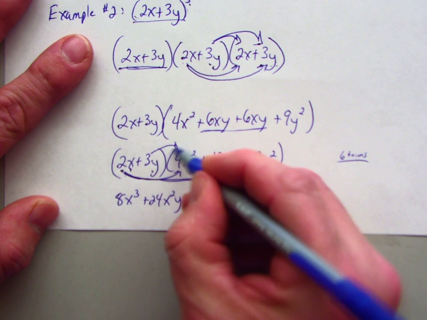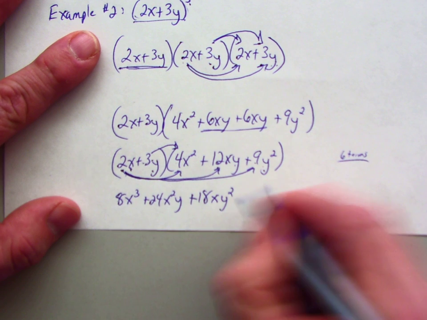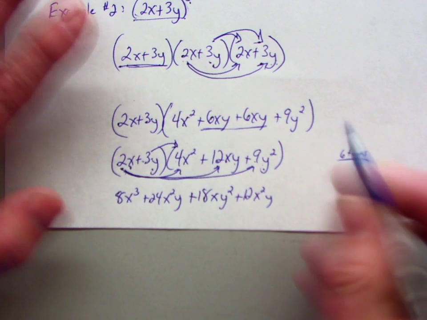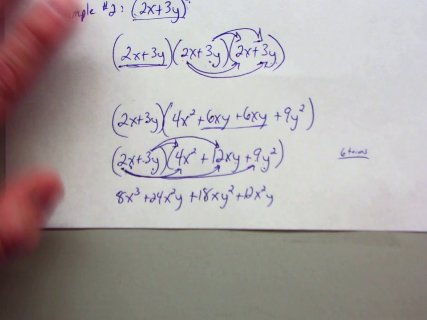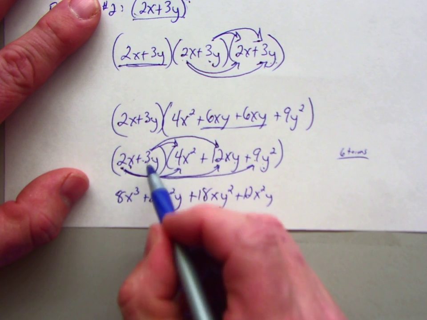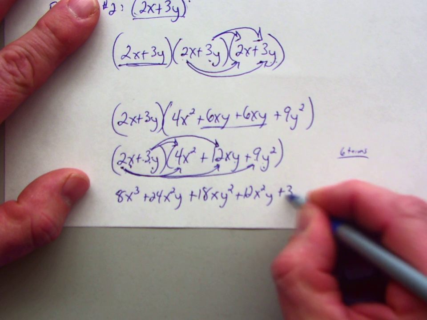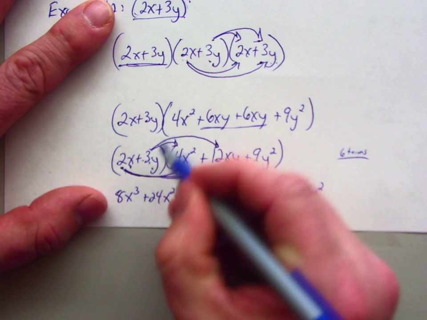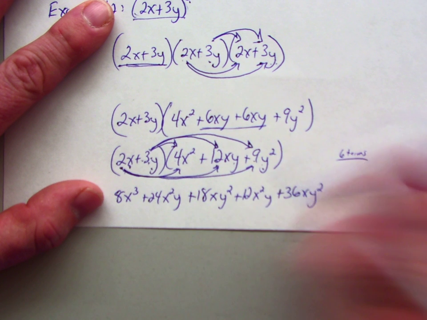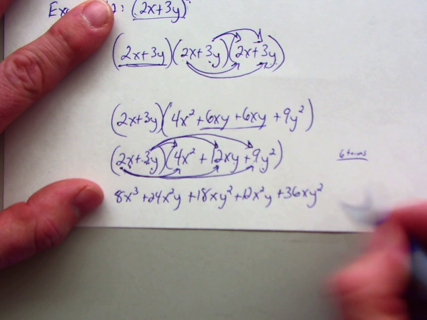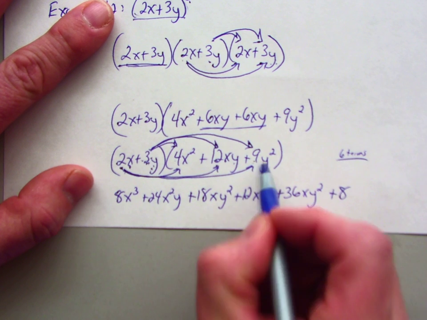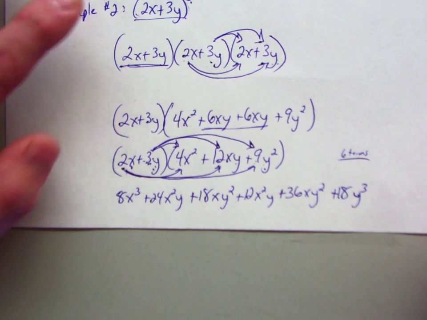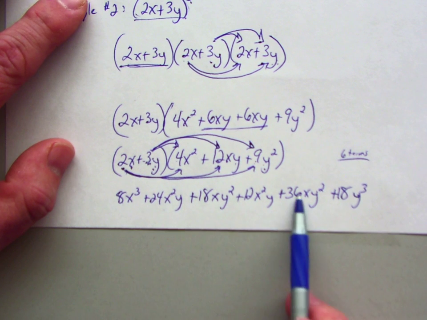And then I do 3y times 4x squared, so 3 times 4 is 12, x squared, and then a y. Then 3y times 12xy: 12 times 3 is 36, x, y squared. And then the last term, 3y times 9y squared: 3 times 9 is 27... rather, the last term is 18y cubed. 1, 2, 3, 4, 5, 6.